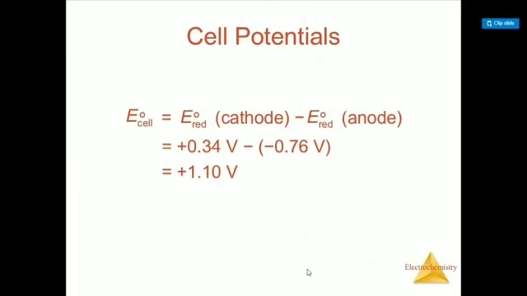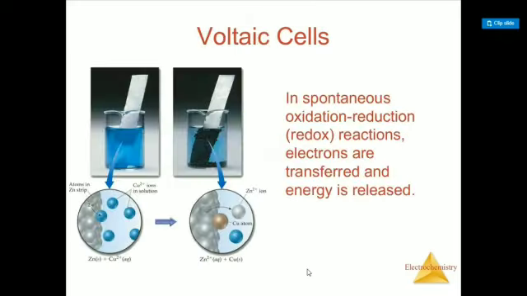As it is written here, you can understand better. Twice I have explained this. Okay students, so this is cell potential. Now voltaic cell, galvanic cell or voltaic cell. In spontaneous oxidation and reduction or redox reactions, electrons are transferred and energy is released.